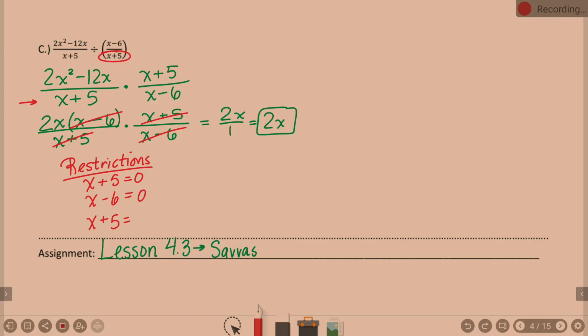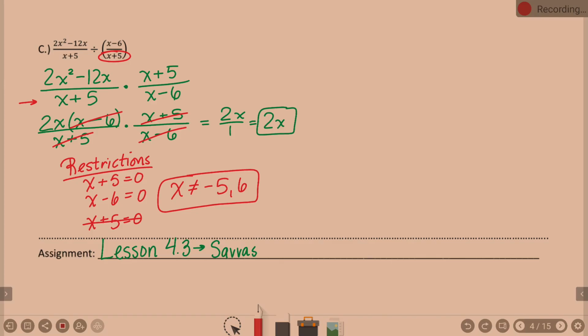Sorry, I didn't get you guys a good example of one where it does truly matter, but I promise it does matter at times. So yeah, the repeat x plus 5 doesn't matter, but x cannot equal, subtract the 5 over, that's negative 5, add the 6 over, that's positive 6. So x cannot equal negative 5 or positive 6. Okay?